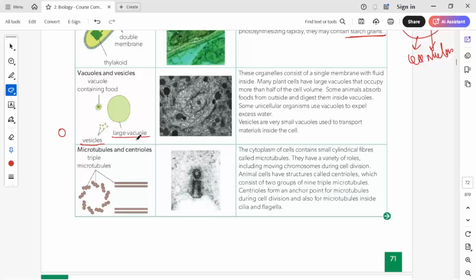So this is a large vacuole, which will generally fill with water inside it, and this is a small vacuole which is containing food inside it. Okay. So the organelles consist of a single membrane with fluid inside. Many plant cells have large vacuoles that occupy more than half of the cell volume.